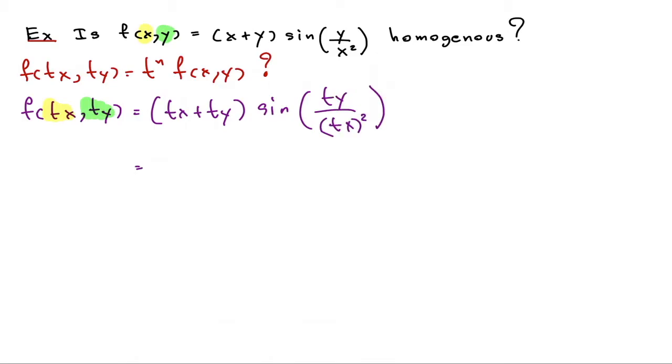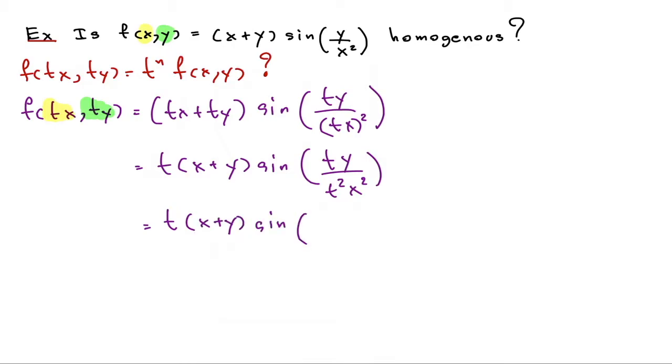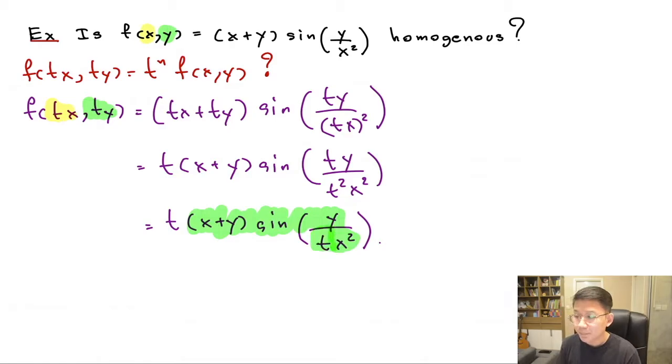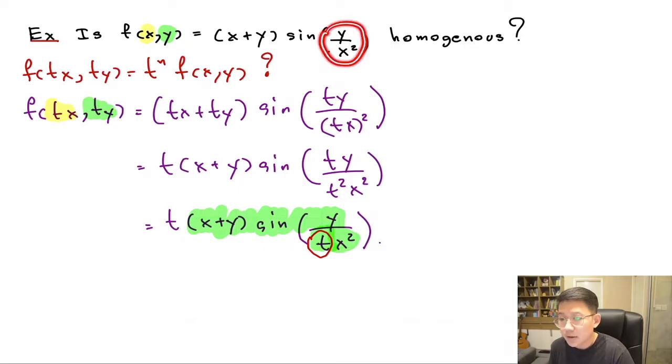So I'll pull t out, so it's x plus y sine of ty divided by t squared x squared, and it's t x plus y sine of y divided by tx squared. If you look here, this looks almost like fx, except that you have t here, right? For fx, it needs to be y divided by x squared, not y divided by tx squared. Make sense?